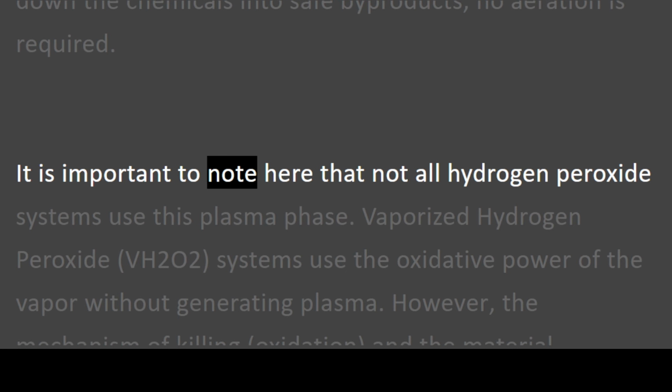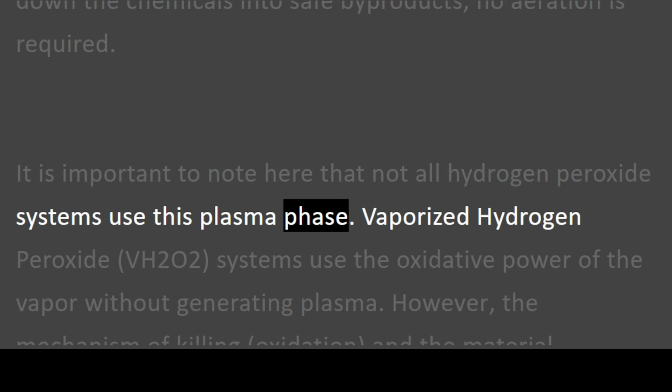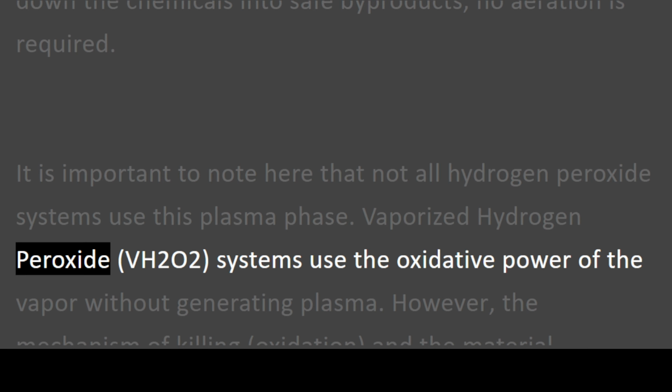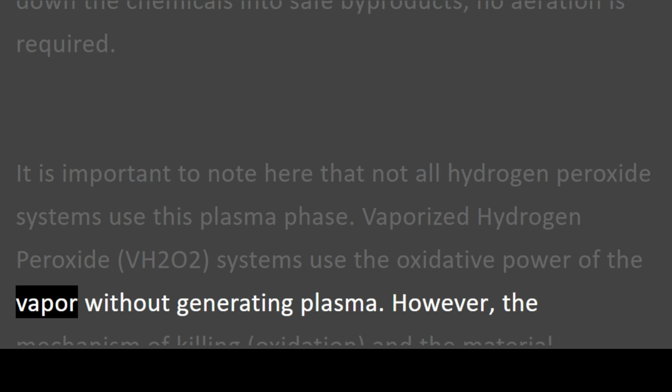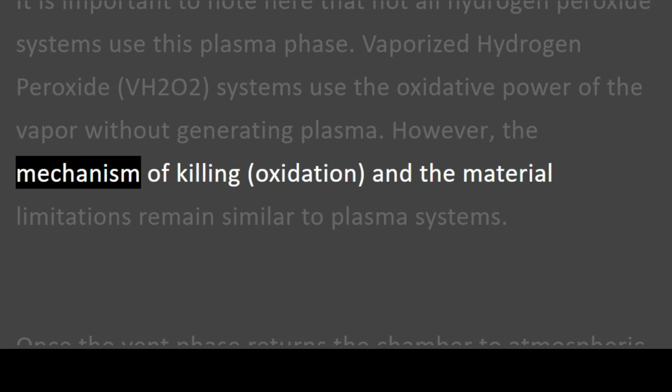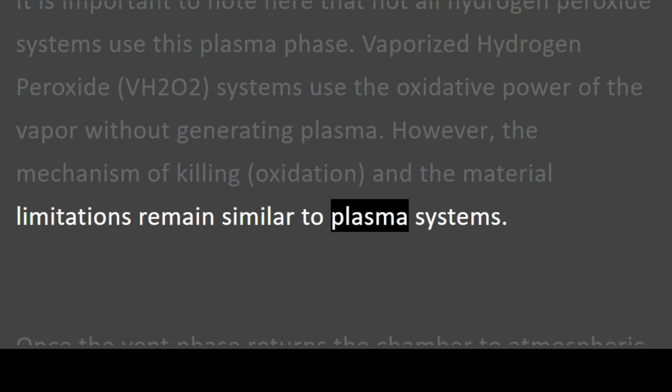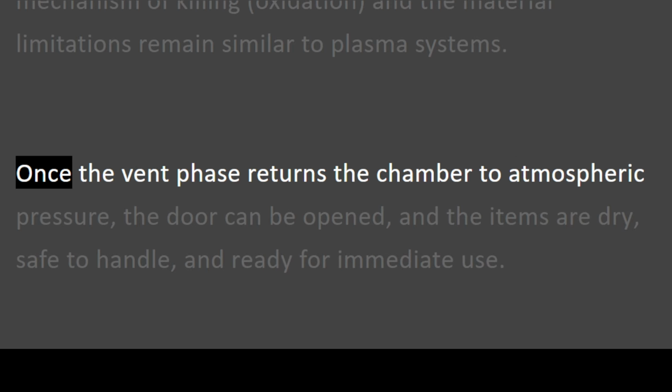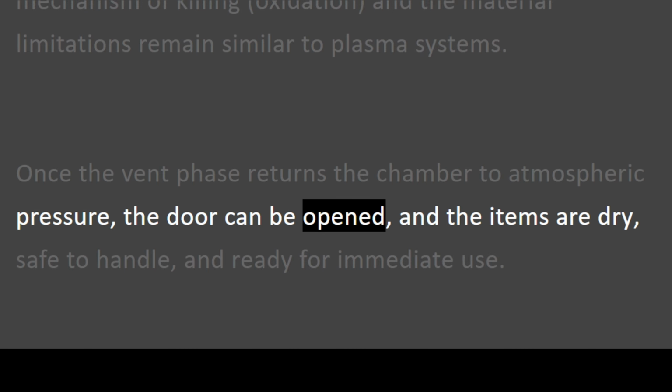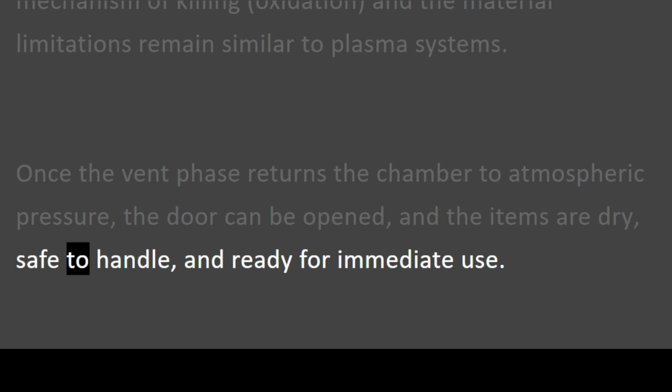It is important to note here that not all hydrogen peroxide systems use this plasma phase. Vaporized hydrogen peroxide, VH2O2, systems use the oxidative power of the vapor without generating plasma. However, the mechanism of killing, oxidation, and the material limitations remain similar to plasma systems. Once the vent phase returns the chamber to atmospheric pressure, the door can be opened, and the items are dry, safe to handle, and ready for immediate use.